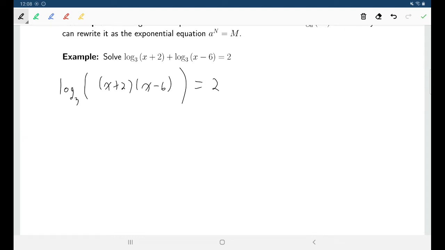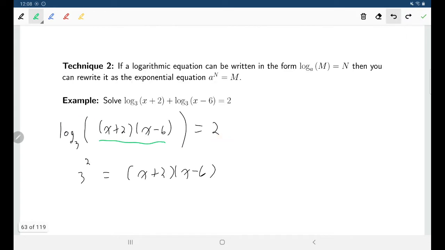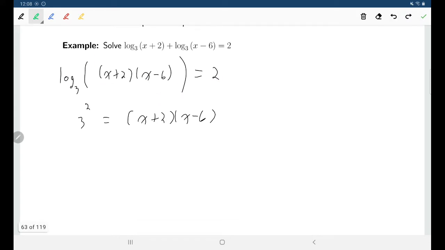And this could be rewritten as an exponential equation. We have log base 3 of something equals 2, or 3 to the power of 2 is equal to x plus 2 times x minus 6. Remember that when we go from a logarithmic equation to an exponential equation, we're exchanging the inputs and the outputs. For the logarithmic equation, x plus 2 times x minus 6 was the input, so for the exponential equation, it becomes the output. And 2 was the output for the log, so 2 becomes the input for the exponential equation. And so now we basically have just a nice little quadratic for us to solve.